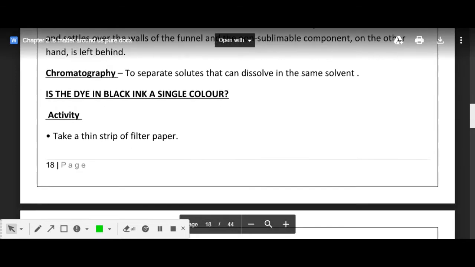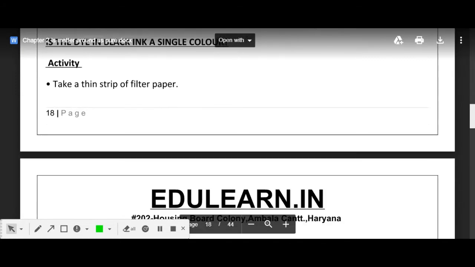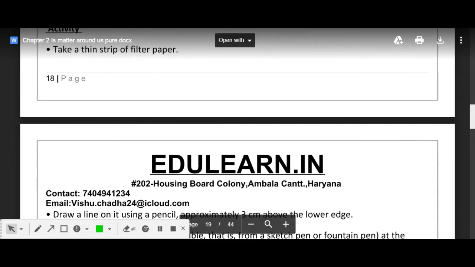Next one is chromatography, to separate solutes that can dissolve in the same solvent. So chromatography is a process to separate the solutes that can dissolve in the same solvent. So this is the dye in blue black ink, with a single color activity. Let's see the activity. Take a thin strip of filter paper.